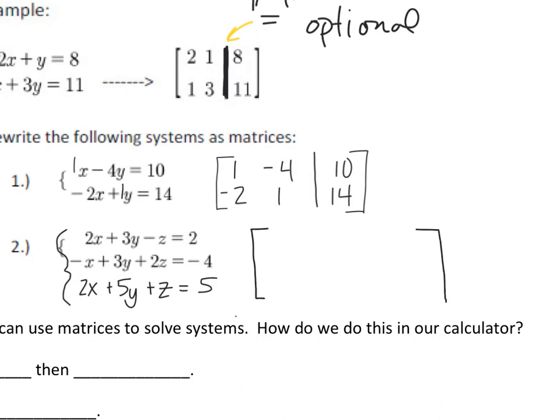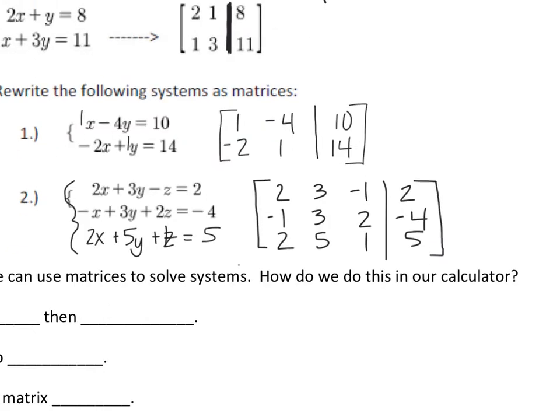So we'll look at the numbers out front. Looks like there's a 2, a 3, a -1, a 2, a -1, a 3, 2, -4. And then our last equation has a 2, 5, and then there's a 1 in front of that z, and then a 5. All right, we can put the bar there to separate them.